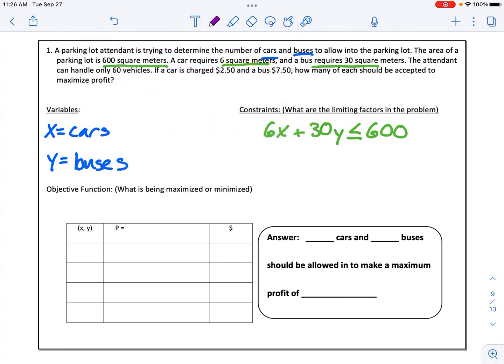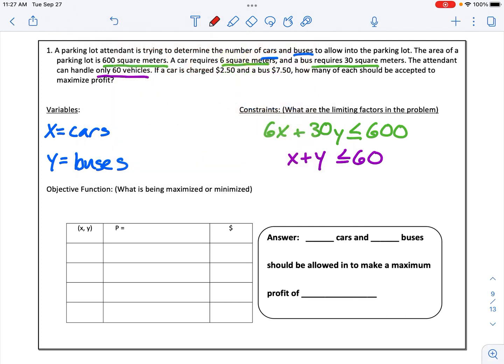Next, we're going to look at the next sentence. The attendant can handle only 60 vehicles. So that means combined x's and buses, our total has to be 60 or less. If you add together your cars and your buses, that should be less than or equal to 60 vehicles.